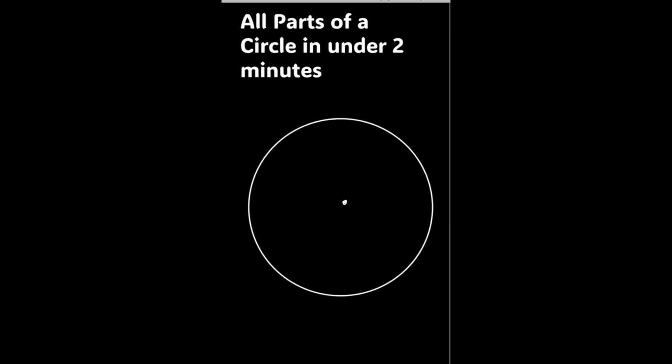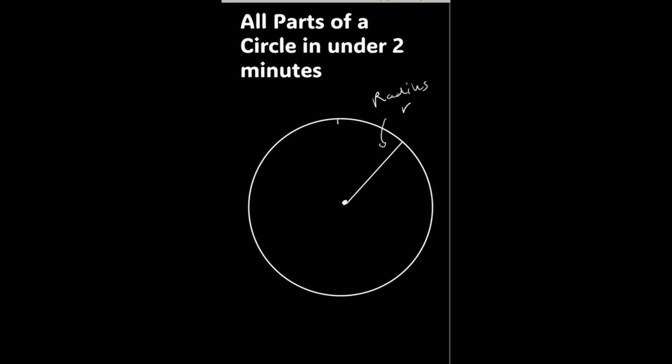Okay, so in 2 minutes I'm going to explain all the parts of the circle for you. This is the center of the circle. It's right here in the middle. And if we draw a line from it all the way to the rim of the circle, this is called the radius. And it's very important.